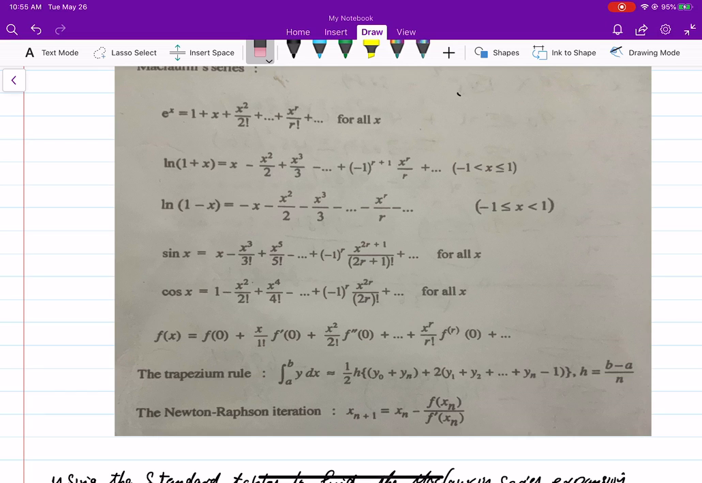Note, it does not have the series expansion for ln of x because the Maclaurin series expansion for ln of x does not exist. I explained that earlier. If you cannot evaluate the function or any of its derivatives at x equals 0, there is no Maclaurin series expansion. All right, and then you have, of course, sine x, cos x, the general expansion that they have here. They didn't write the summation notation, but that's okay. And some other stuff below there.